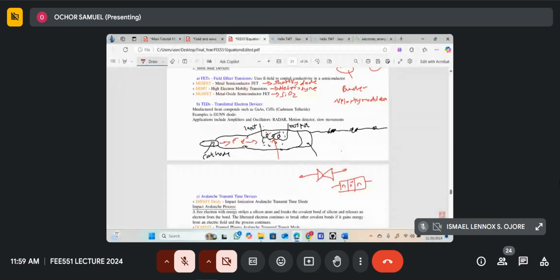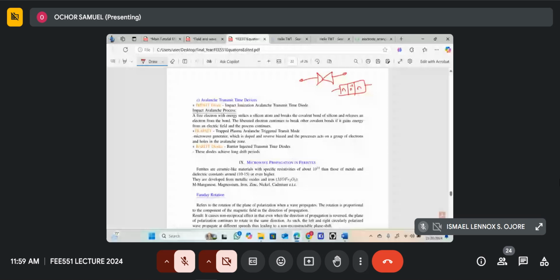And then we have the avalanche transit-time devices, which mostly I've seen work through time delay, others through triggering using the trapped plasma avalanche triggered transit devices.